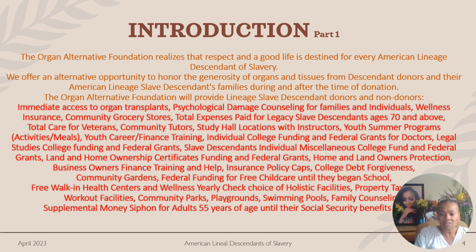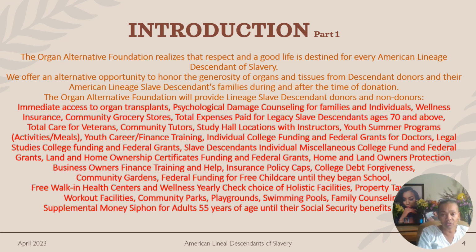Okay, total expenses paid for legacy slave descendants ages 70 and above. So any slave descendants that are ages 70 and over, it pretty much explains itself. They should not be paying any bills. They can use their money for groceries and for personal use, but they should not be paying any taxes and rent. They shouldn't be paying for anything. The seniors, and I don't even want to call them seniors, I just want to keep calling them slave descendants. Okay.